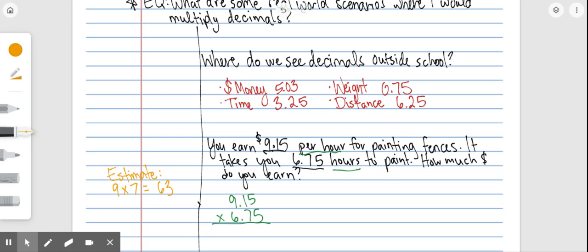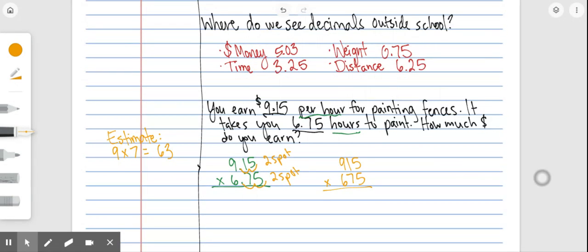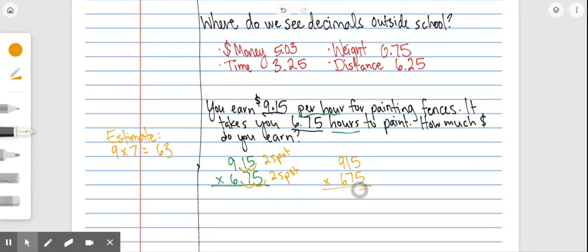Okay, so I'm going to start by moving the decimal 2 places here, 2 spots. And then 2 places here, 2 spots. Okay, when I move it on the top, it becomes 915. And when I move it for the bottom term, it becomes 675. Okay, this is going to be a big multiplication problem, so let's do it. 5 times 5 is 25, carry the 2. 5 times 1 is 5, plus 2 is 7. 5 times 9 is 45.